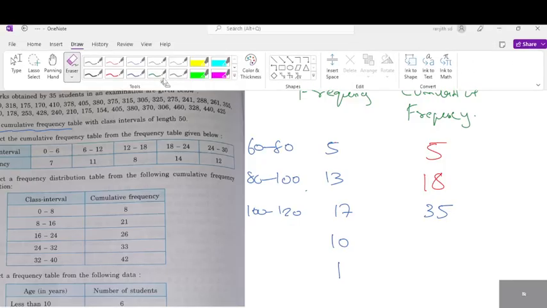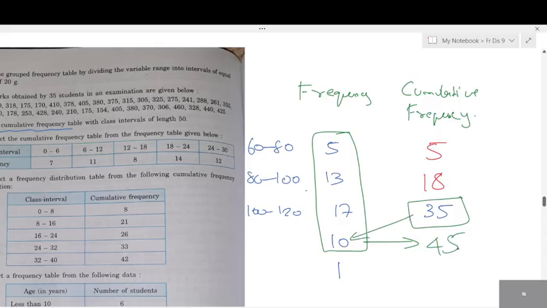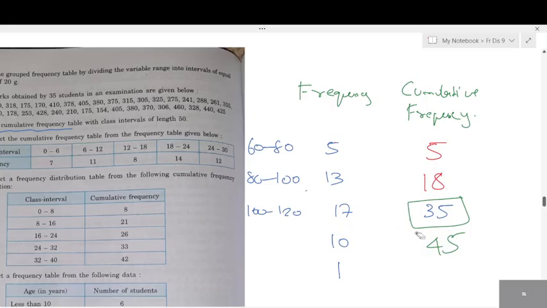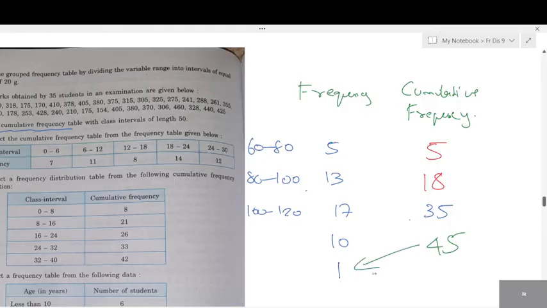Tell me the fourth one, students. What will be the fourth answer? Up to fourth. If you want to write the fourth one, add all these things. What do you get? See, up to here, what did we get? 35. What is 35 plus 10? 45. Okay, next one. Tell me the next one. What you have to add? 45 plus 1 you get.